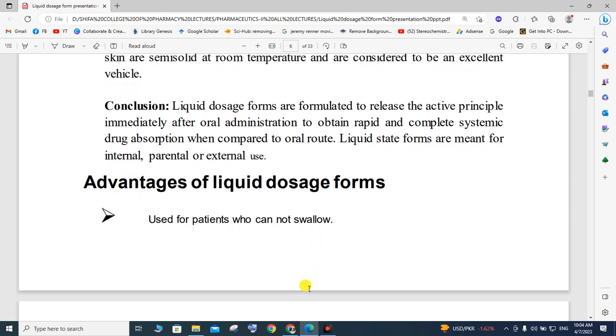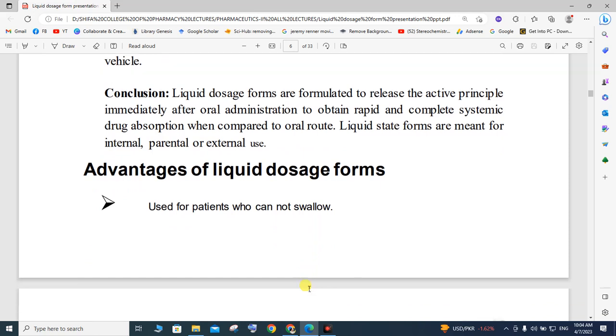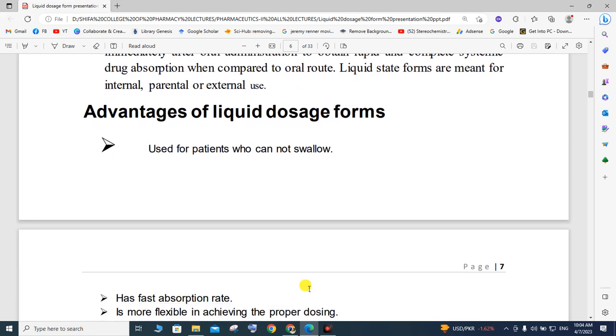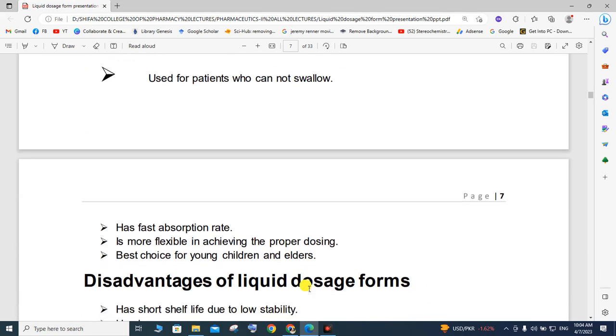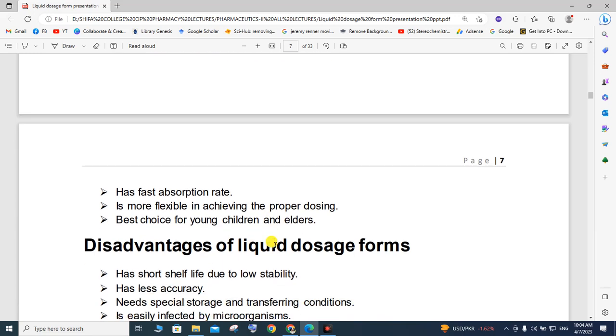There are some advantages of the liquid dosage form. They are used for patients who cannot swallow tablets or any solid unit dosage form. Usually the liquid dosage form has a fast absorption rate and is more flexible in achieving proper dosing, meaning you can adjust the proper dose for the patient pretty easily. This is the best choice for young children as well as for the elderly.